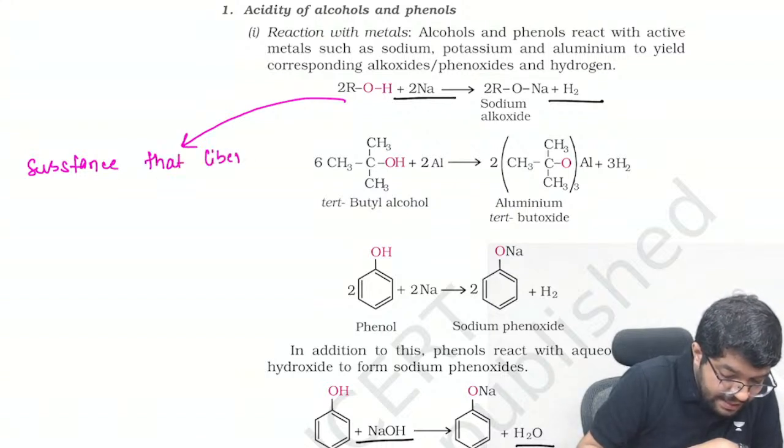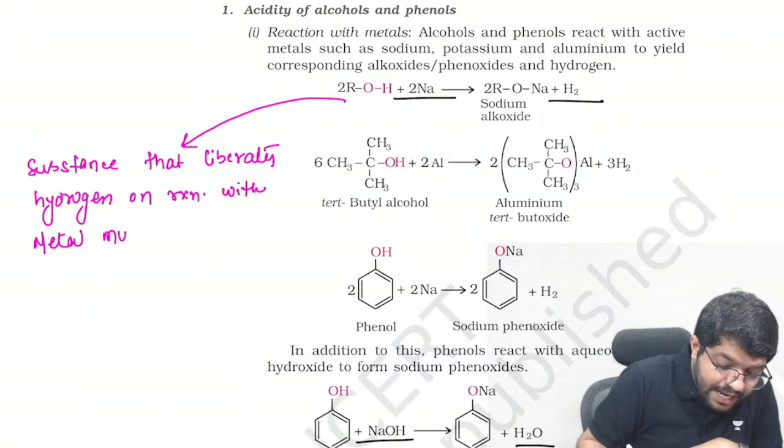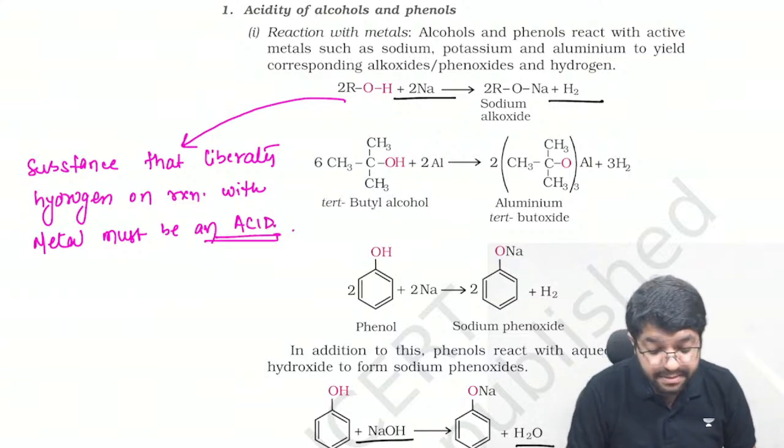A substance that liberates hydrogen on reaction with metal must be an acid.